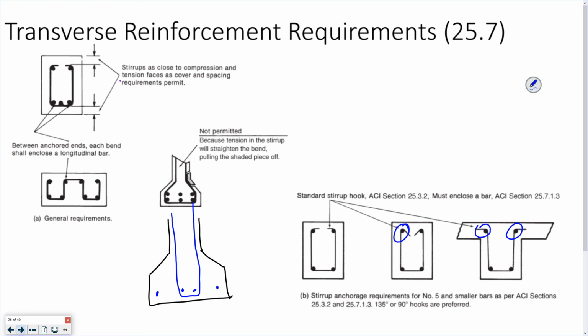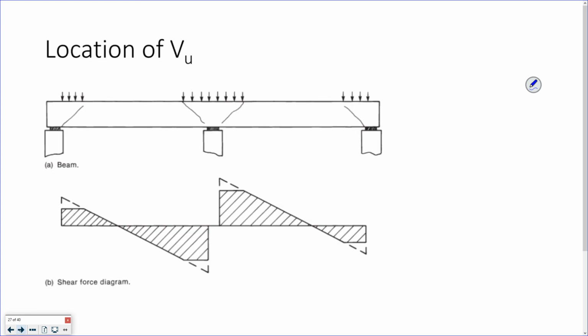Finally, our last topic is what shear we use for our design. This is like a shear force diagram. As you expect, shear is highest closest to the supports, like those columns.